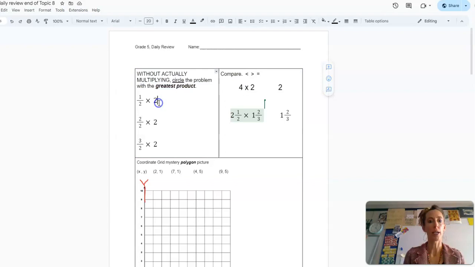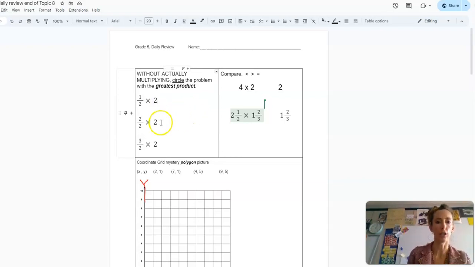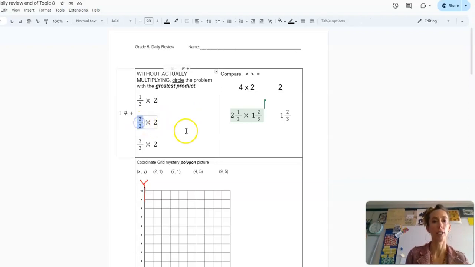And the whole point of these is to look at the problem and just know if it's going to be bigger than one of the factors or smaller. So if I have 1/2 times 2, in my head I'm thinking that's half of 2. So my answer is going to be smaller than 2. Whereas this one, 2 halves, I know using my fraction sense that that's 1. So 1 times 2 is 2.